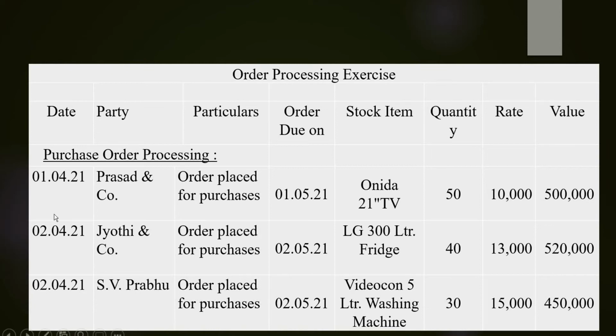The last transaction for purchase order, it is on 2nd of April. Party name is SV Prabhu. Particulars, order placed for purchase. Order due, it is on 2nd of May. Stock item is Videocon 5-liter washing machine. Quantity is 30. Rate is 15,000. Okay.